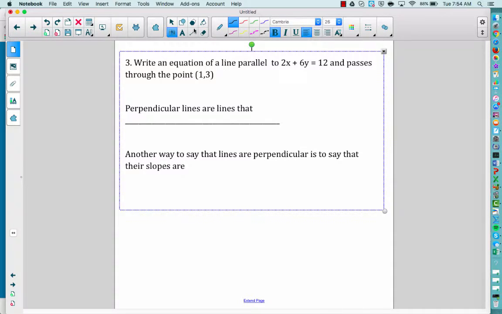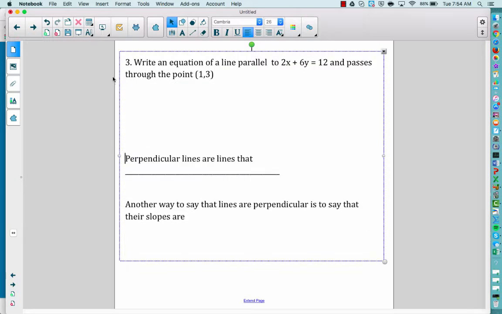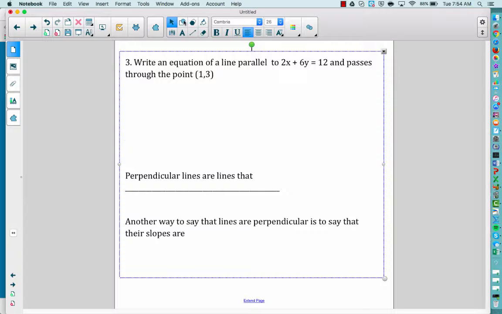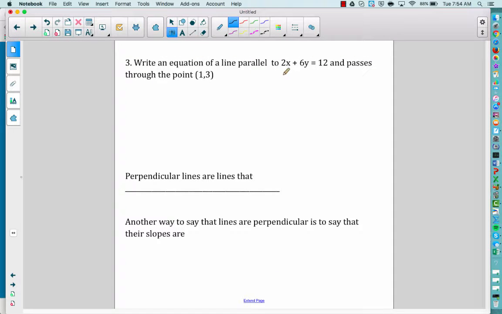All right, so you're back. And actually, I'm going to give myself some room here. Okay, so it says write an equation of a line that's parallel to 2x plus 6y equals 12, and it passes through the point 1, 3. Okay, so remember, my minimum I need is a point and a slope. Okay, I have a point, 1, 3, noticing that's not the y-intercept because x is not 0. And I have an equation, so I have to find the slope, so I can borrow the slope.